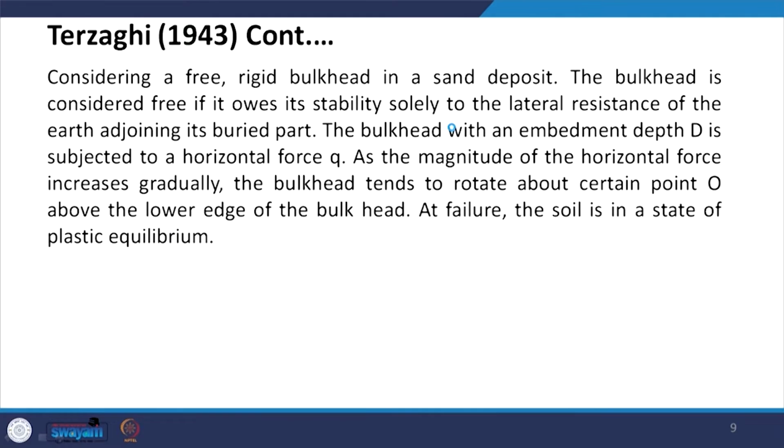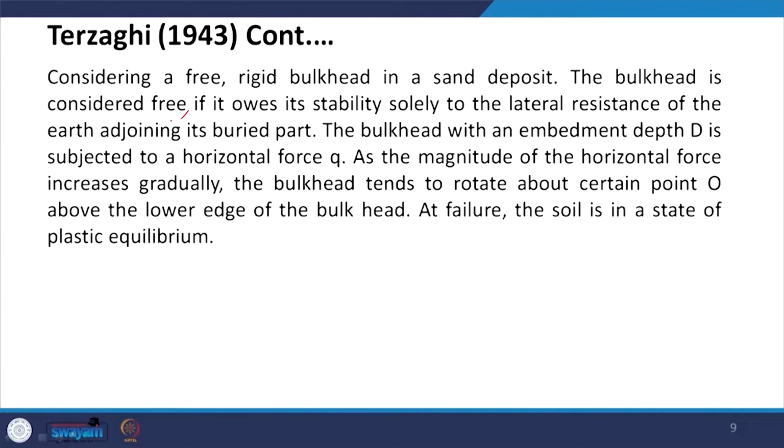Next, continuing with that, consider a free rigid bulkhead in a sand deposit. The bulkhead is considered free if it owes its stability solely to the lateral resistance of the earth adjoining its buried part. So, it is free if its stability comes from the lateral resistance provided by the soil under the buried part. The bulkhead with an embedment depth d is subjected to a horizontal force Q. As the magnitude of the horizontal force increases gradually, the bulkhead tends to rotate about a certain point O above the lower edge of the bulkhead, and at failure the soil is in a state of plastic equilibrium.